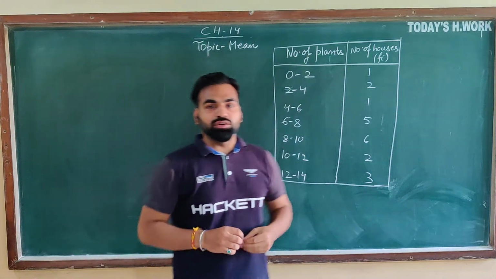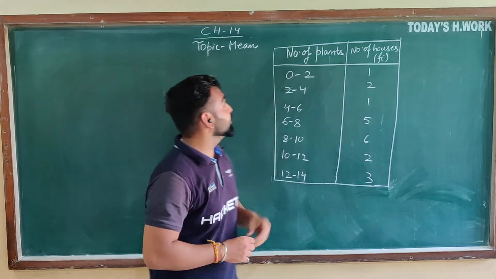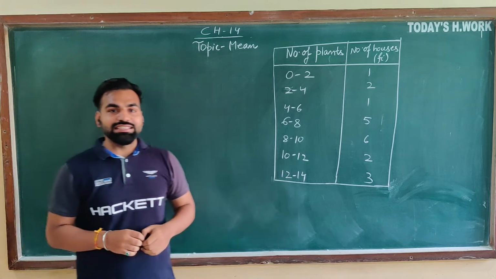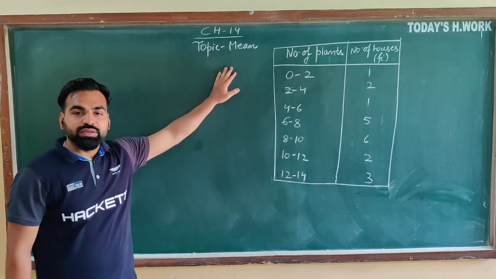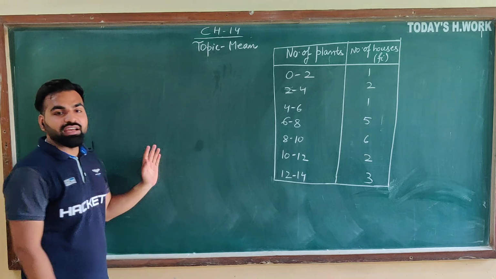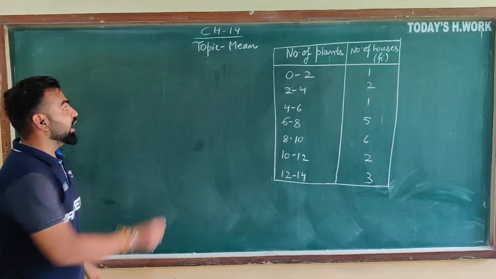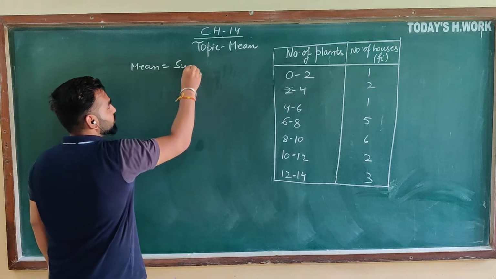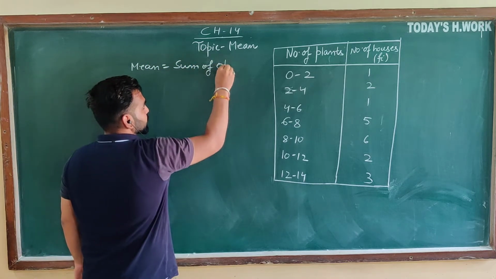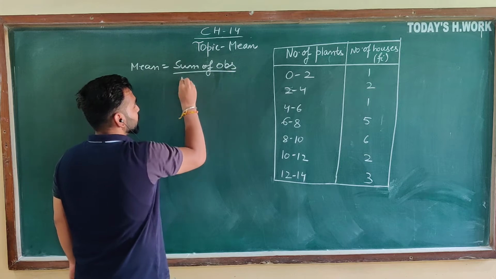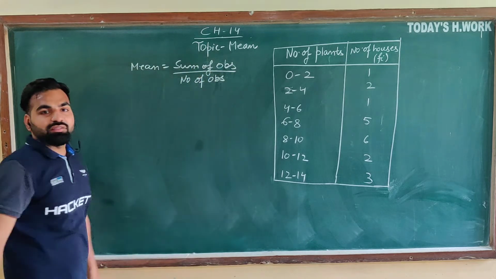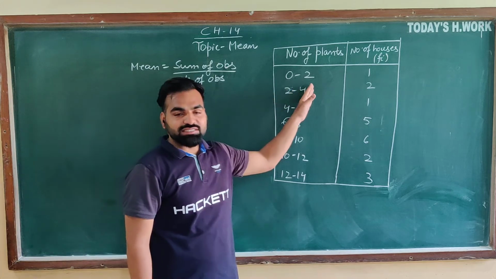Hello everyone. Today we will start chapter number 14 of class 10, that is stats. And the first topic we have to study is mean. We have studied about mean in class 9 standard, where we are given discrete data and how we calculate mean there. Mean is equal to sum of observations upon number of observations. But here we will be given data in the form of class intervals.